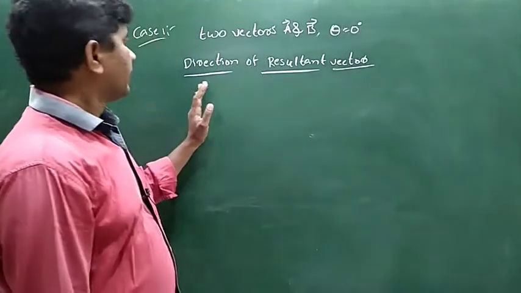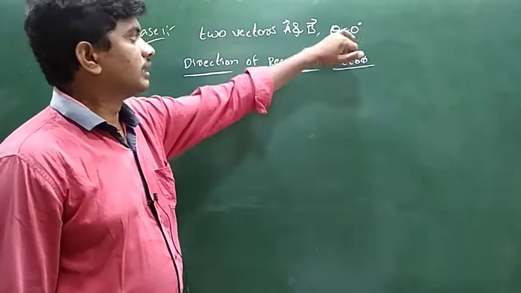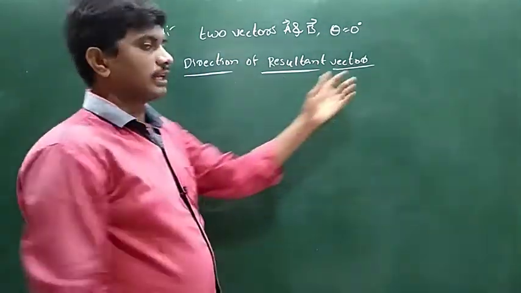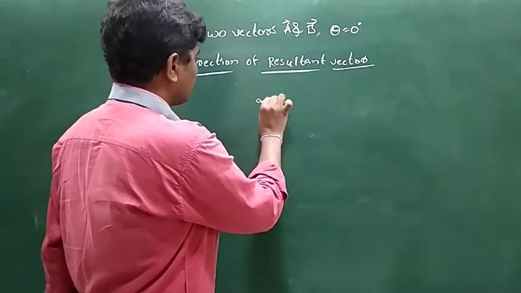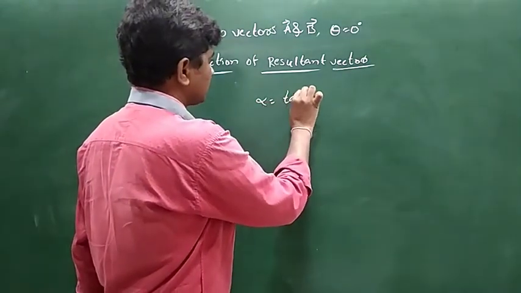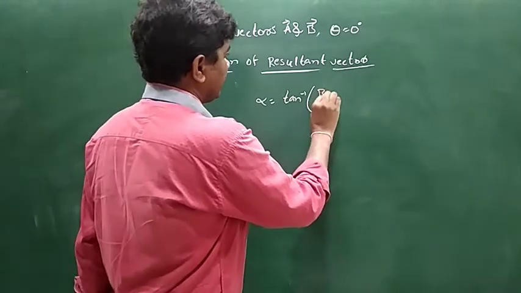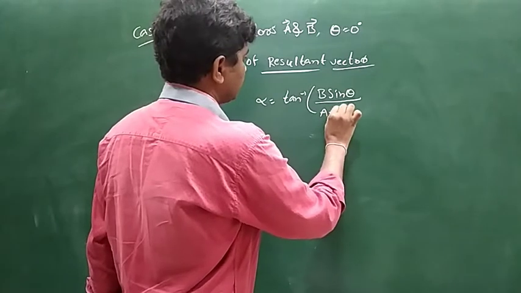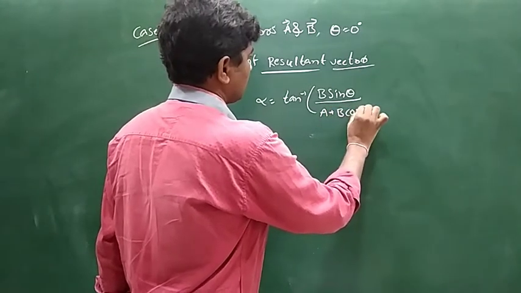Next one is the direction of the resultant vector. For the same direction, theta is equal to 0 degrees. The direction of the resultant vector has the formula alpha is equal to tan inverse of b sin theta by a plus b cos theta.